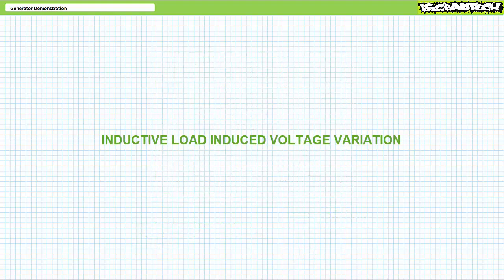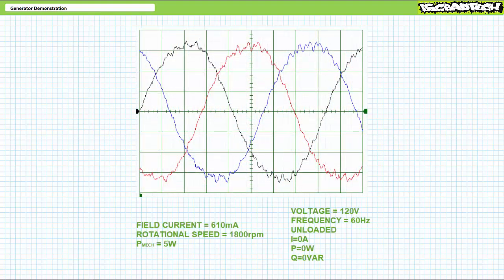We should observe the same output voltage magnitude reduction as a function of load current, albeit slightly more pronounced. We begin in the unloaded condition with roughly 610 mA of field current establishing the desired 120 volts line to neutral. You note in the unloaded state the prime mover exerts a token amount of mechanical power just to overcome friction. In this unloaded state, the load draws no current and consumes no real nor reactive power.